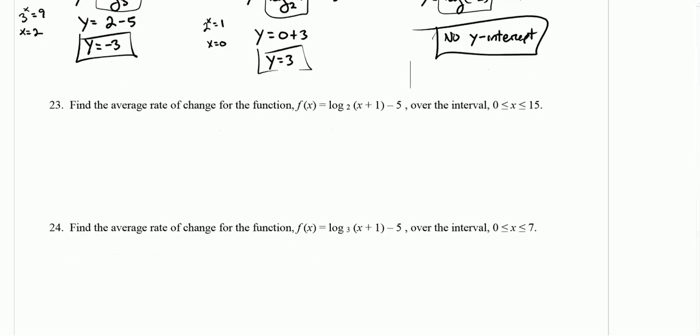(23) or to find the average rate of change for this function over a given interval. Average rate of change is a slope, and we're given two values. These are our x values when x is 0 and when x is 15. And so our slope is our difference of y over difference of x, so I'm going to say f of 15 minus f of 0 over 15 minus 0.